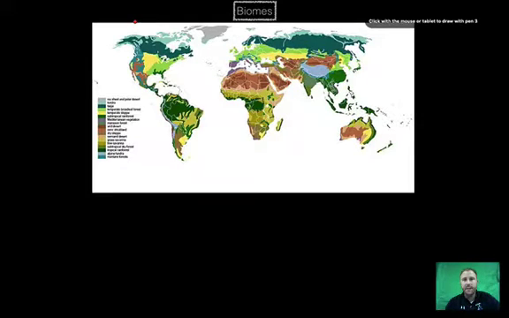Hi everyone, it's Mr. Banish, and in this video we're going to take a look at biomes. In the picture that's shown is the world, and you can see that there's a bunch of different colors on there. Each one of those colors represents a different biome.